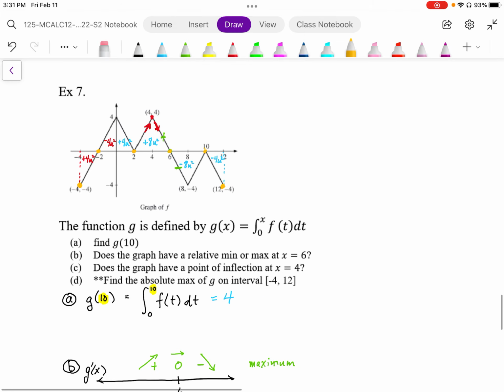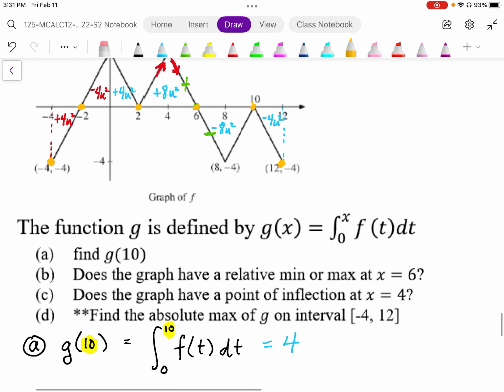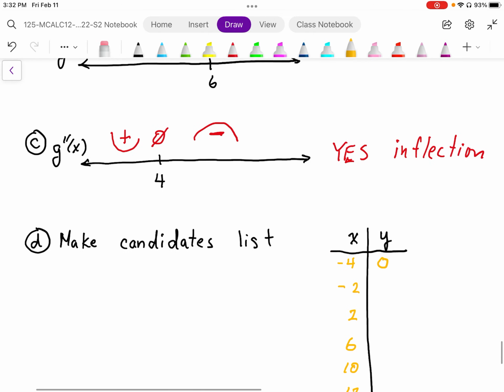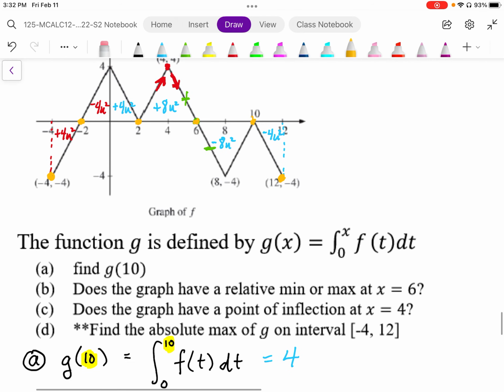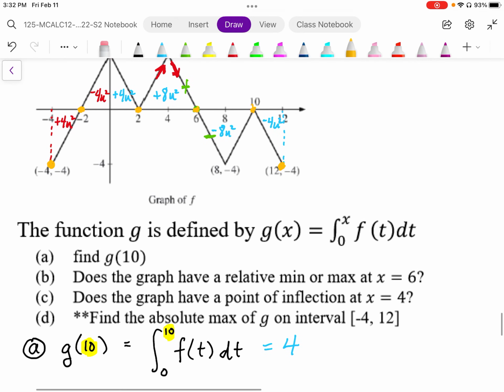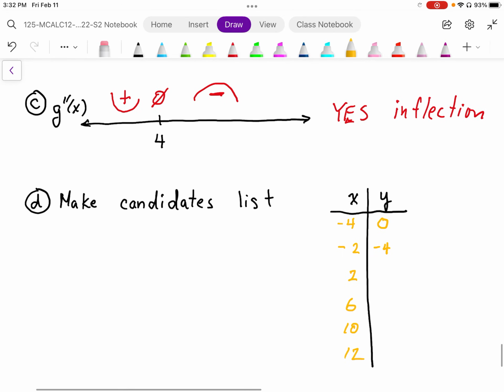Then I have to test -2. So then going backwards from 0, because our integral starts at 0, I'm going backwards. So again, area above is going to be negative. So I end up with -4 as my y coordinate. As I continue on from 0 to 2, I start measuring from 0 to 2. I have an area of +4. So at 2, my area is +4.